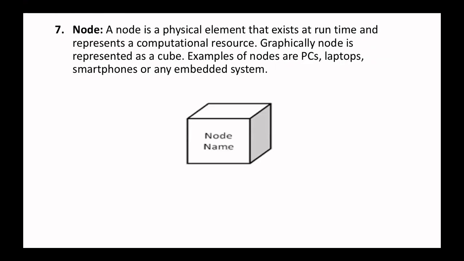Moving to the next, node. A node is a physical element that exists at runtime and represents a computational resource. Graphically, a node is represented as a cube. Examples of nodes are PCs, laptops, smartphones, or any embedded system.